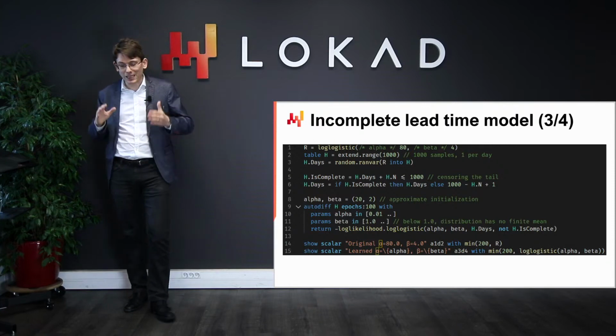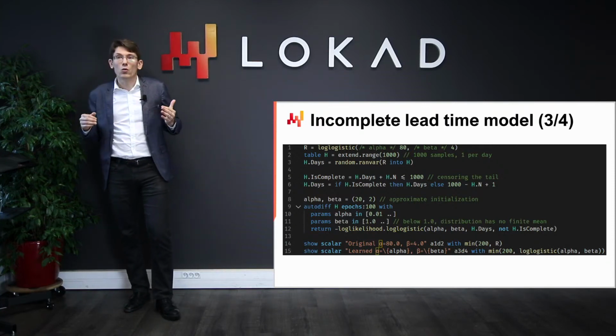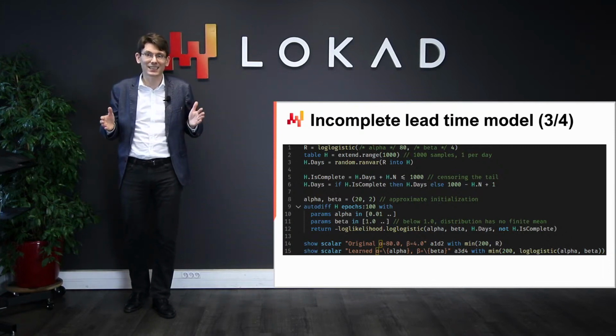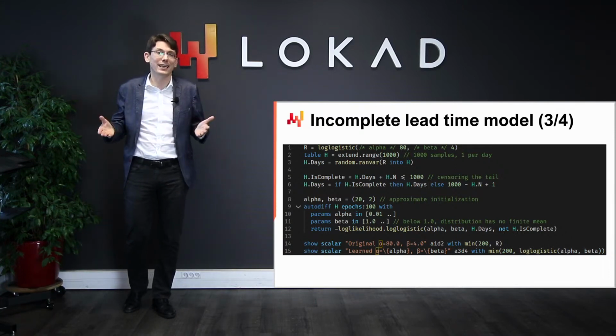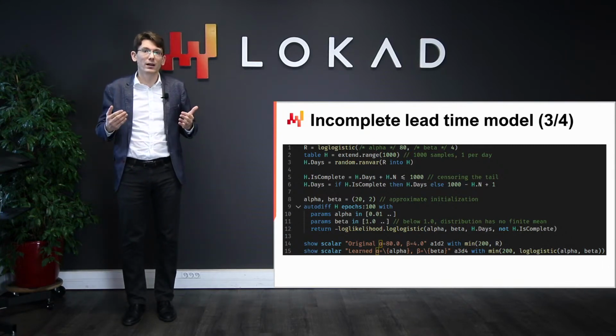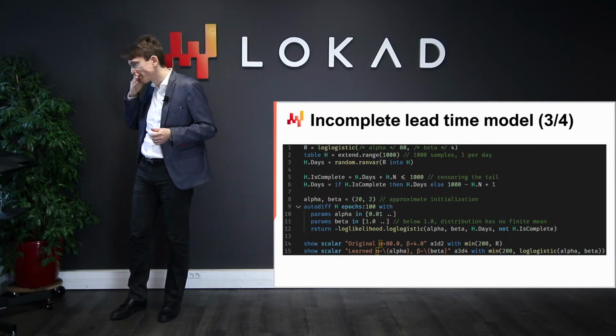The rest of the script is unchanged, except for line 12, where the h.isComplete vector is passed as the fourth argument of the log likelihood function. Thus, we are calling at line 12 the differentiable programming function that we just introduced a minute ago.